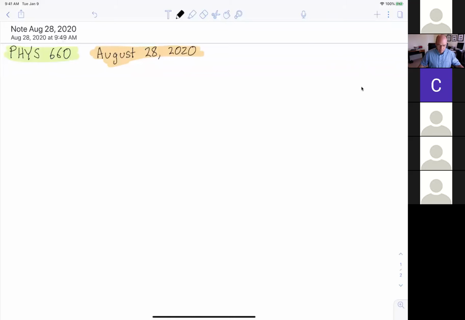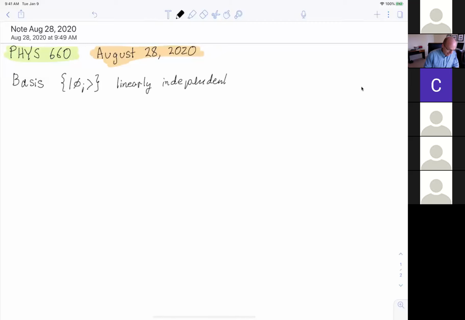Okay, so what had we done last time? Just to review, we'd introduced the concept of a basis. A basis is a set of vectors, or kets, where ket is a synonym for vector, which are linearly independent. There's some label, J, which goes from 1 up to the dimension of the vector space.